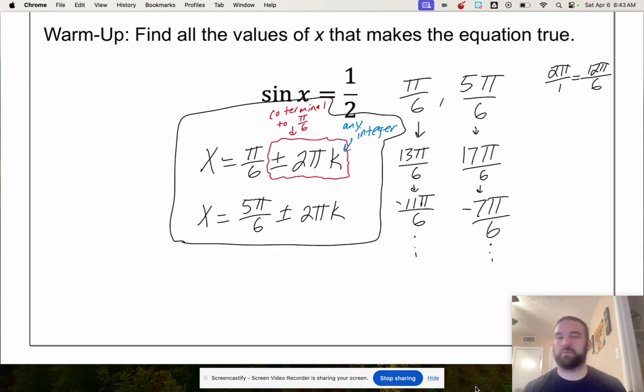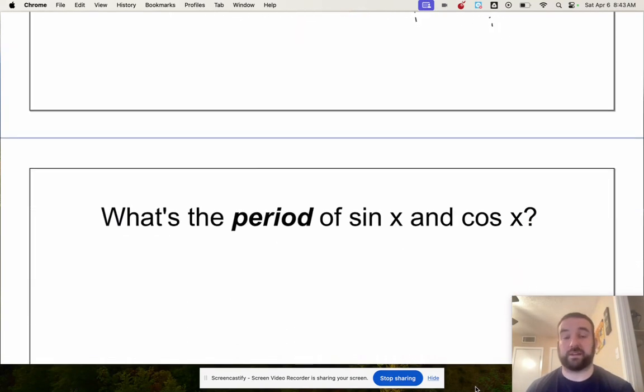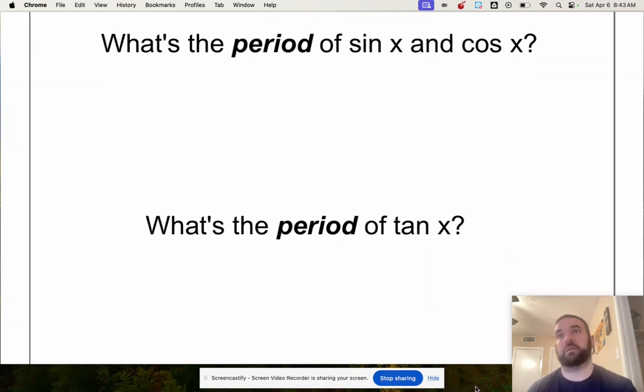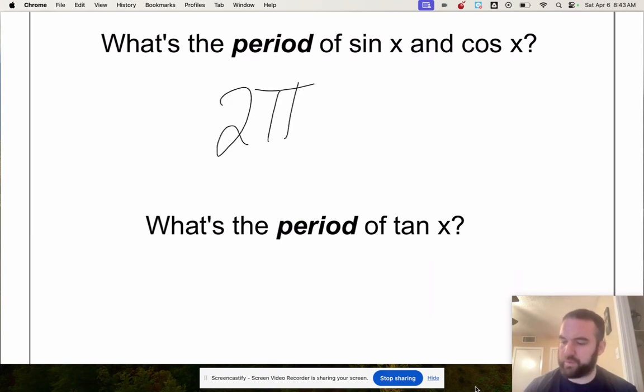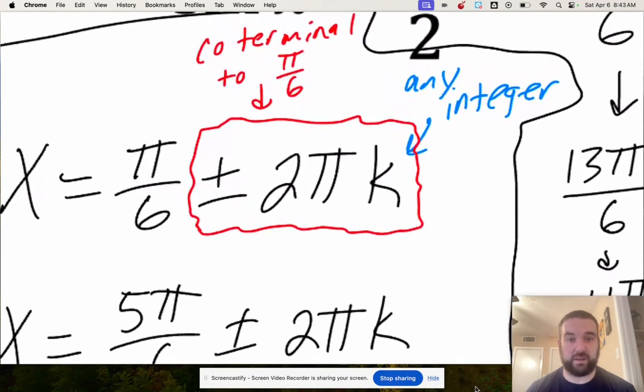Okay. So that wasn't really a warm-up. We kind of got right into the meat of the lesson. What we're going to do is look at different situations where I'm going to use this idea that technically we have an infinite number of solutions. So what's the period of sine and cosine? Well, if you remember, both of those had a period of 2 pi, which is why we had plus 2 pi k here.